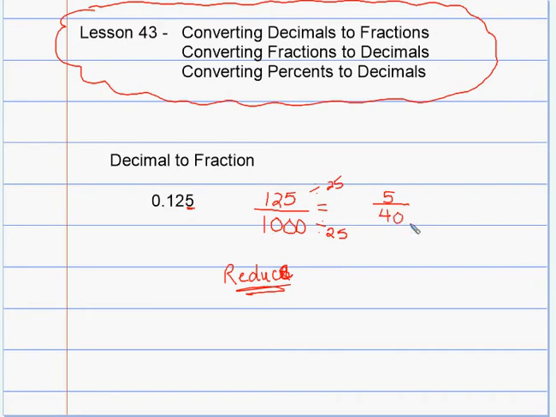And then I still have a 0. Now, am I completely reduced yet? No, because 5 and 40 have 5 as a common factor, so I can divide both of those by 5, and I get 1/8. So my decimal 125 thousandths is equivalent to 1/8 as a fraction.